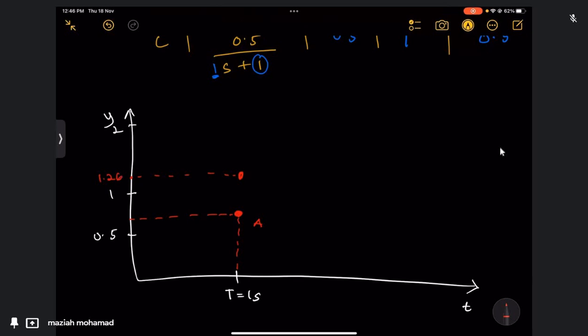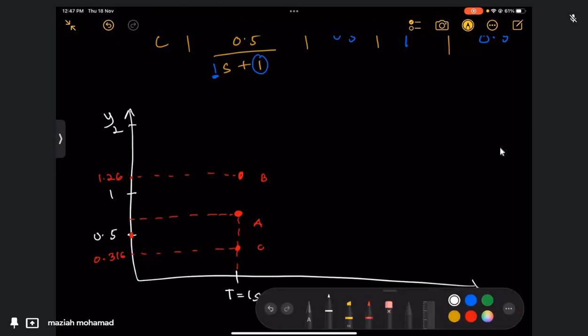And for system C, the final value is 0.5. So 63.2% of 0.5 is how much? 0.3 something? Anyone calculate? 0.316.